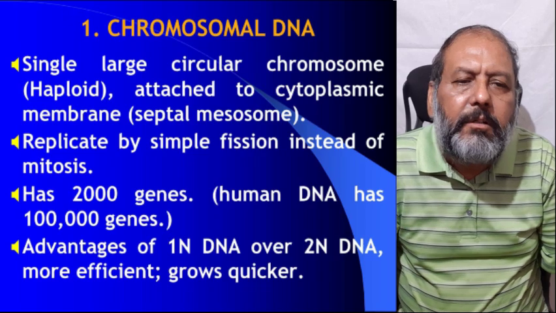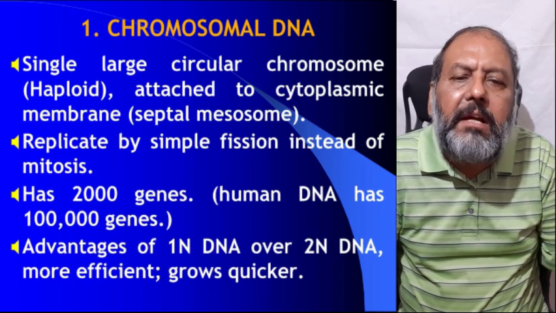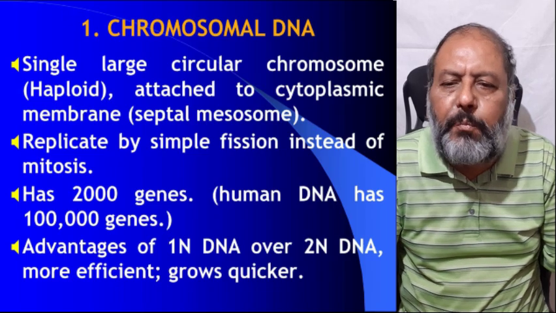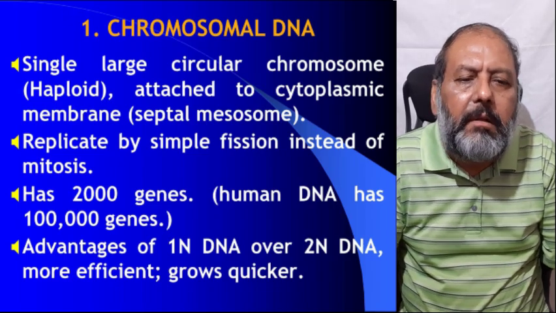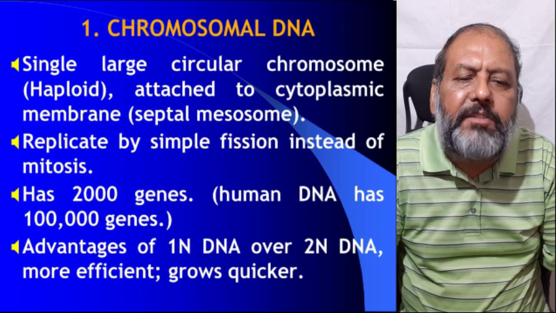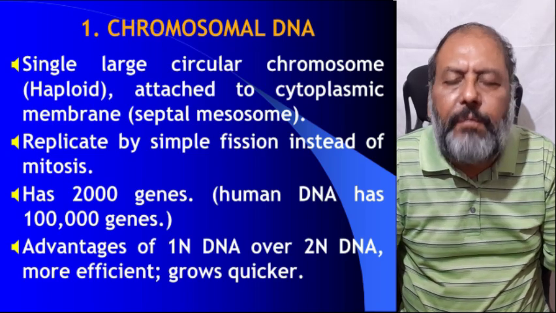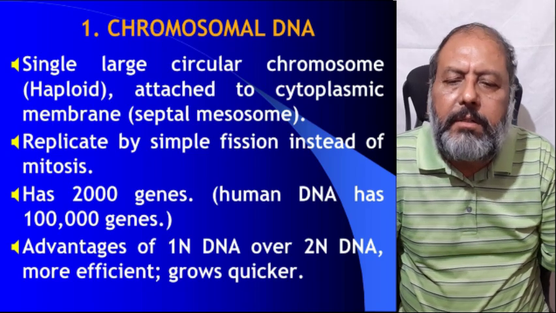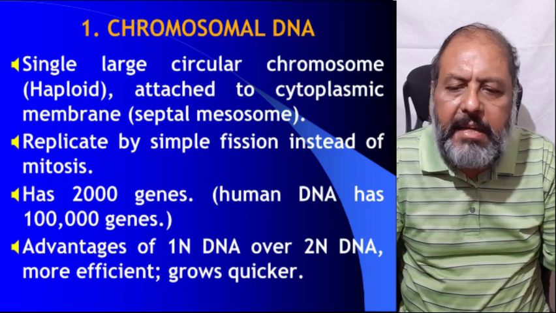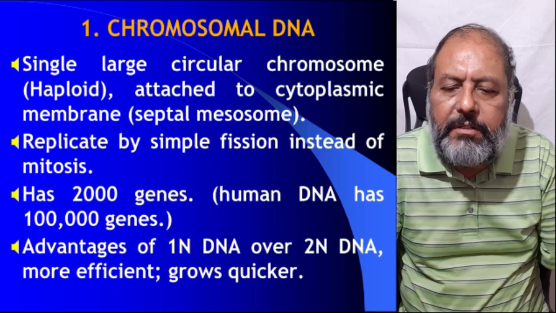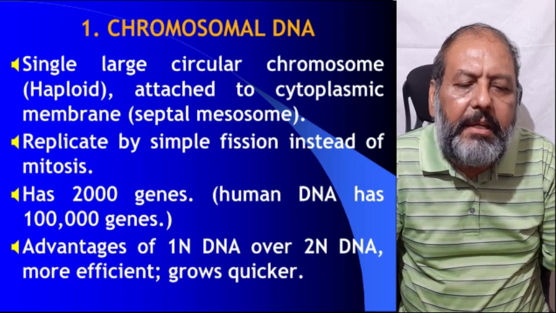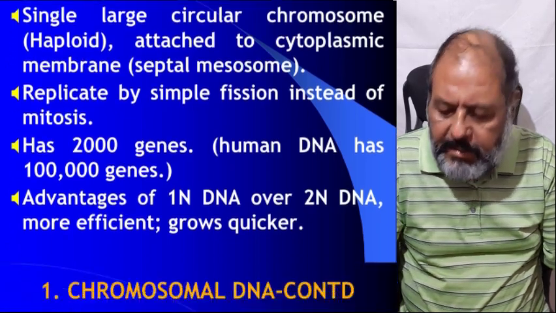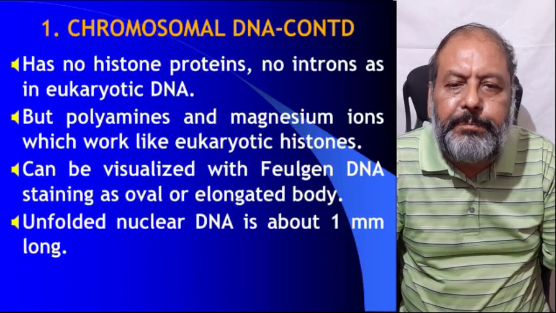The first, chromosomal DNA, is a single large circular chromosome, haploid, attached to the cytoplasmic membrane. The septal mesosome replicates by simple fission instead of mitosis as in human cells. It has got 2000 genes, while human DNA has about 100,000 genes. The advantage of 1N DNA over 2N DNA is that it is more efficient and grows more quickly.